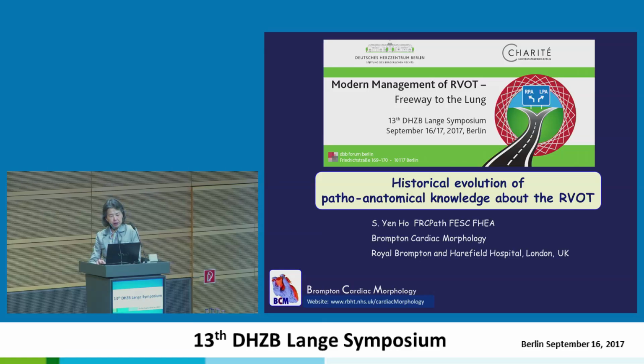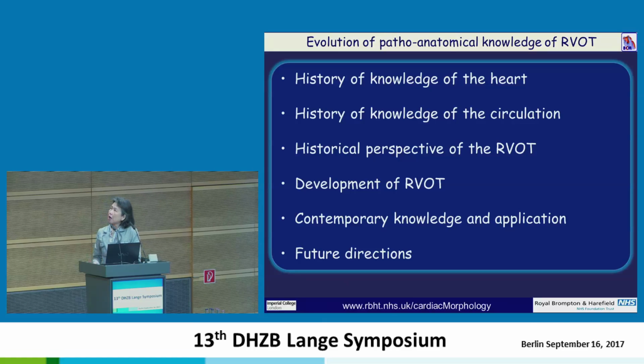So anyway, moving on then, I thought I would put in some points that we might want to go over. I think that we can't really talk about the right ventricular outflow tract patho-anatomy without having some background to how it came about. So I would like to spend some minutes on the history of knowledge of the heart in general and knowledge of the circulation.